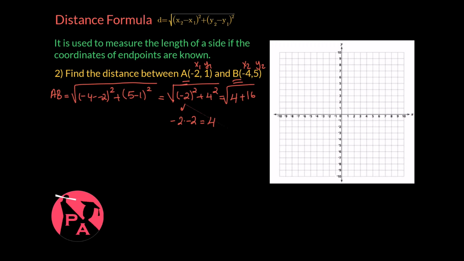Right now, let's use the second method that we just learned to figure this one out. First step was plot the points. Point A tells us to go left 2 units and up 1. So there we go. Point B tells us to go left 4 units and up 5. There we go. Now connect these 2 points.